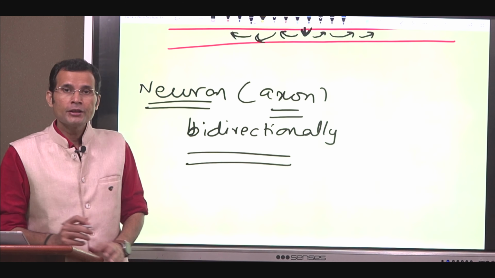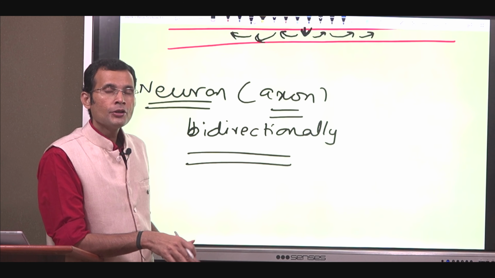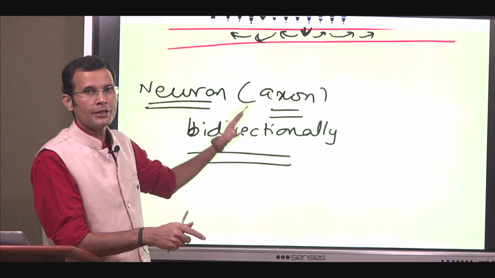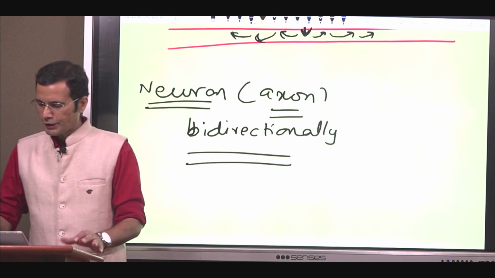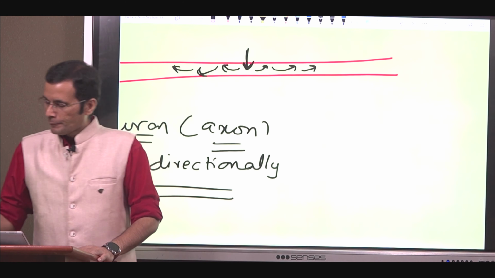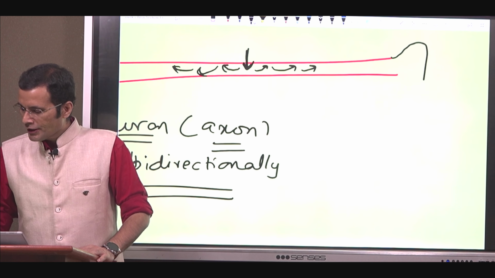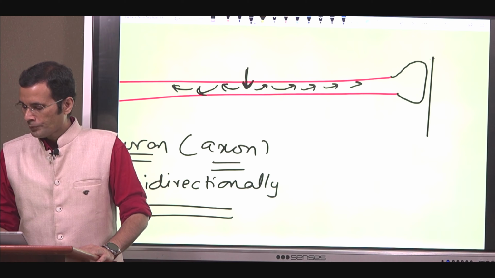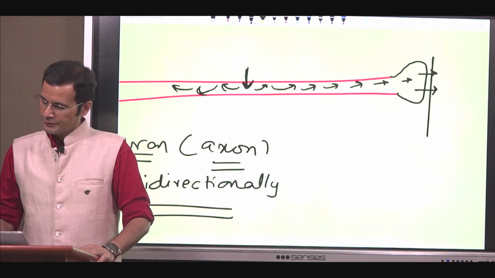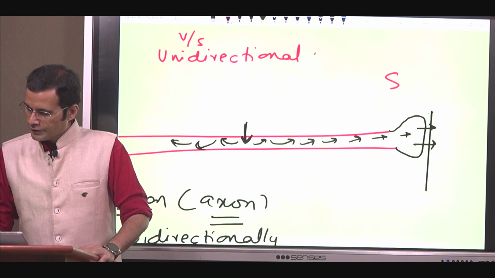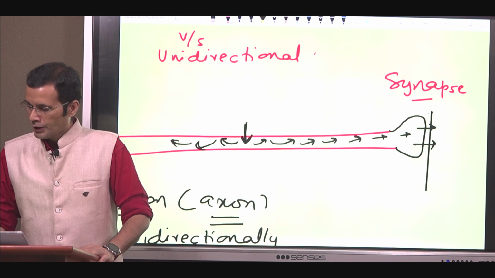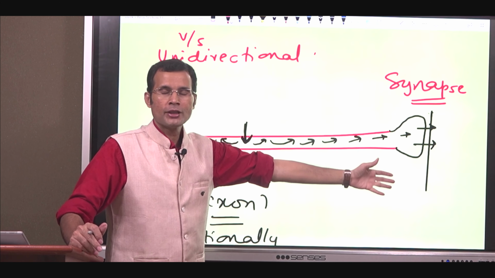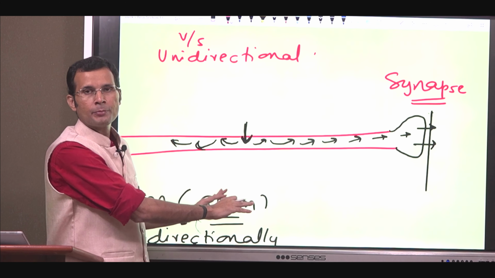A nerve fiber, an axon, can conduct the impulse bidirectionally if it is stimulated in the middle, hypothetically. But when the impulse reaches the nerve ending, then there is a synapse. So here is a synapse. Impulse will be transferred from the presynaptic neuron to the postsynaptic neuron. Look, this is a diagrammatic representation, okay?